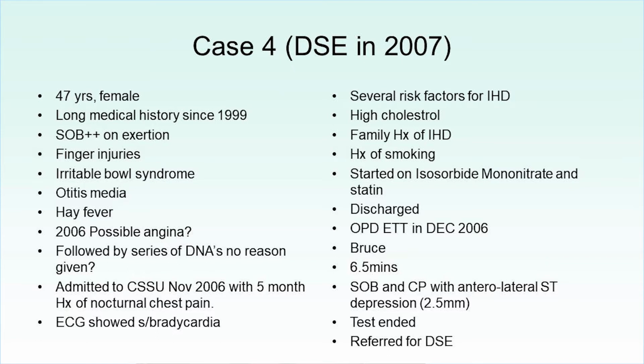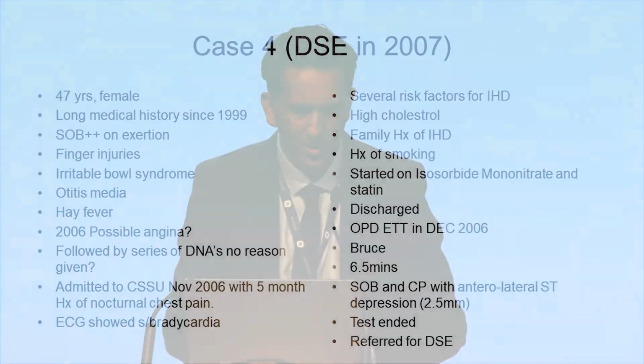Now, this is a young female, 47-year-old, long history going back to 1999. Shortness of breath on exertion, and she was labeled as having possible angina back in 2006. A lot of DNAs occurred from that time. Eventually she attended our coronary care unit, where she was demonstrating nocturnal chest pain. ECG showed signs of bradycardia. Family history, there were several risk factors attached to it. Patient was again treated and discharged.